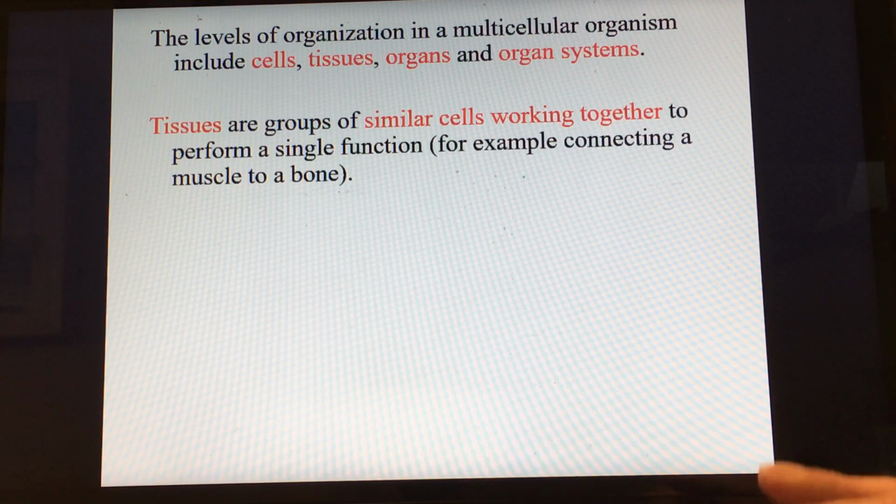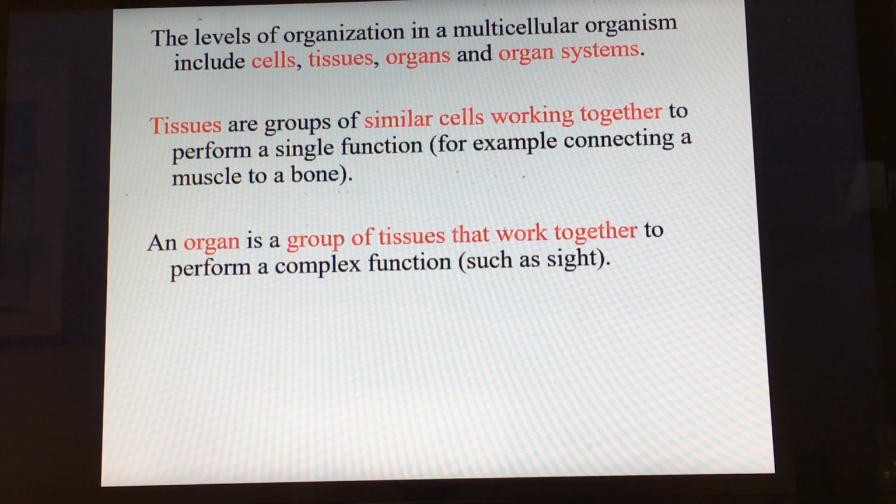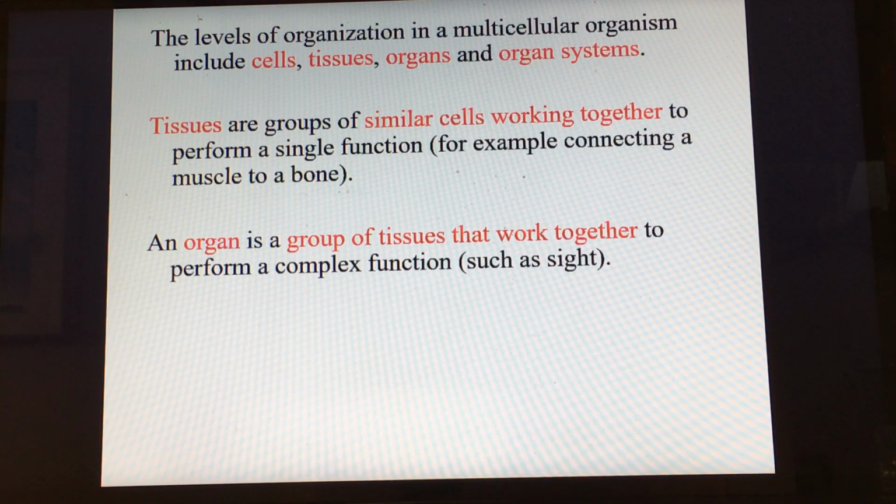And when a bunch of tissues work together to perform a function, we have an organ. An organ is a group of tissues that work together to perform a function, such as sight. So we might have the eyeball as an organ, or we might have the liver or kidney. Plants do have organs. There are 3 organs in a plant. You can have roots, you can have stems, and you can have leaves.